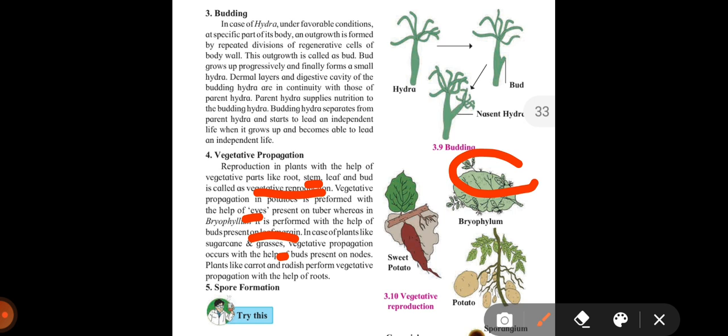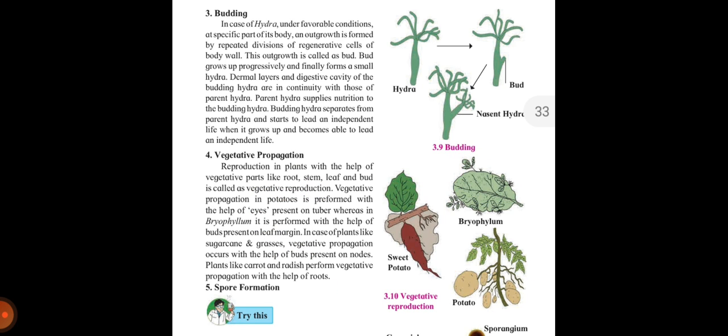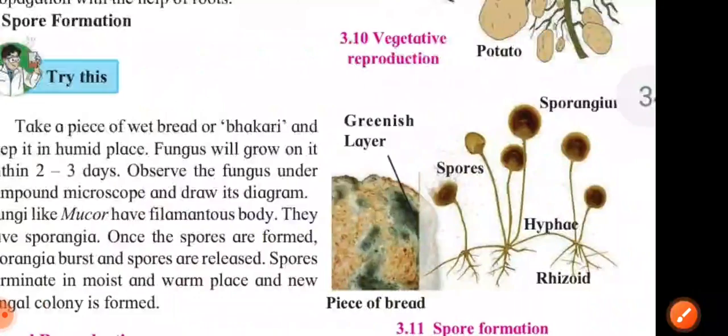In the case of plants like sugarcane and grasses, vegetative propagation occurs with the help of buds present on the nodes. Plants like carrot and radish perform vegetative propagation with the help of roots. So they can propagate with the help of roots as well. Potato, radish, carrot, fine. So this is how vegetative propagation takes place.